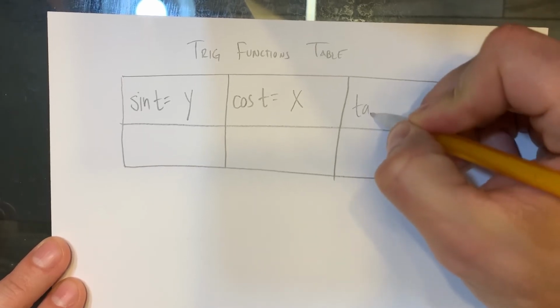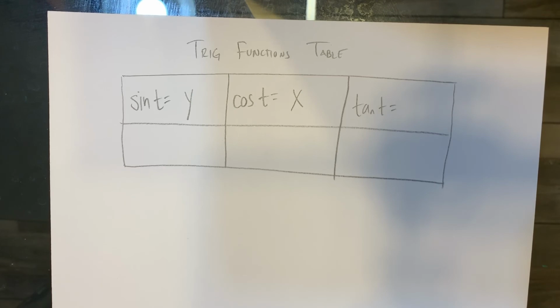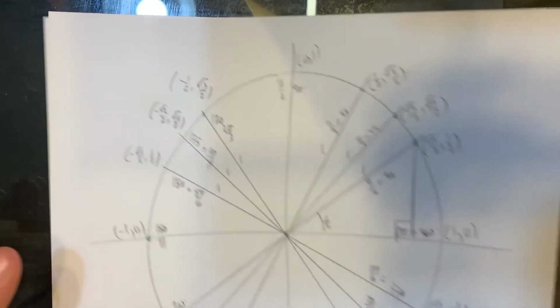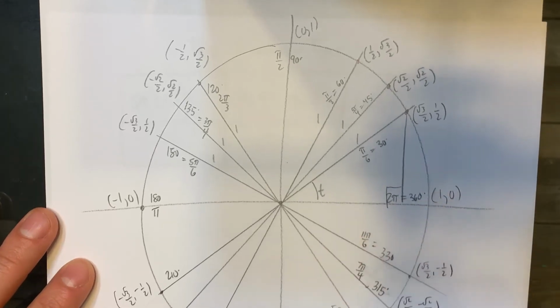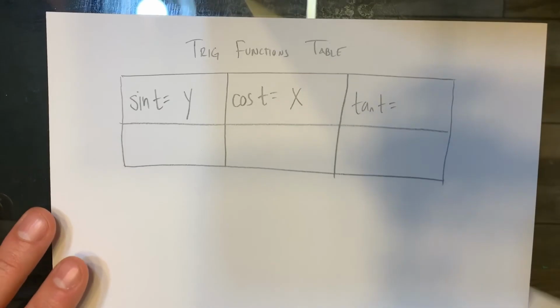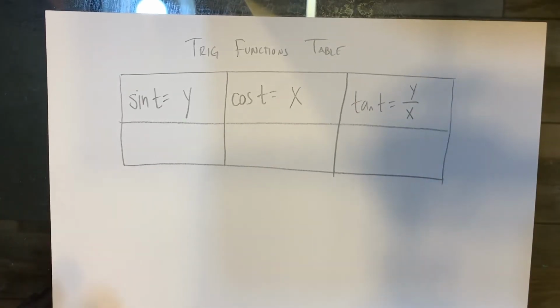Now, tangent of t, right? We learned as SOHCAHTOA, tangent is TOA, which is opposite over adjacent. If you look at your triangle, opposite is the y value and adjacent is the x value. So every time I'm trying to find tangent, it would be opposite over adjacent, or y over x.